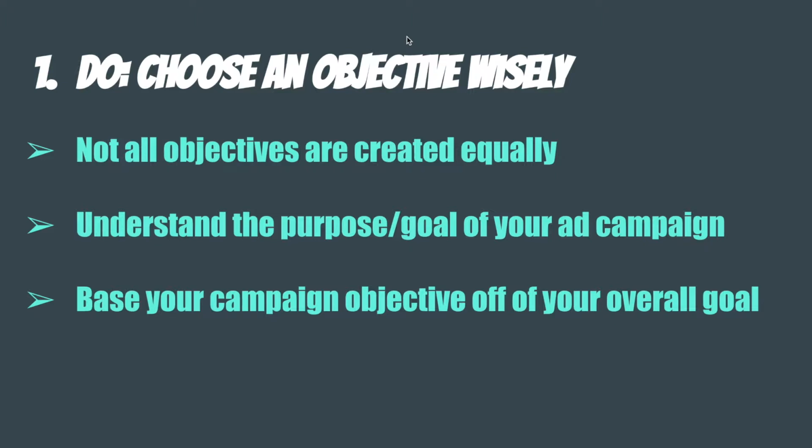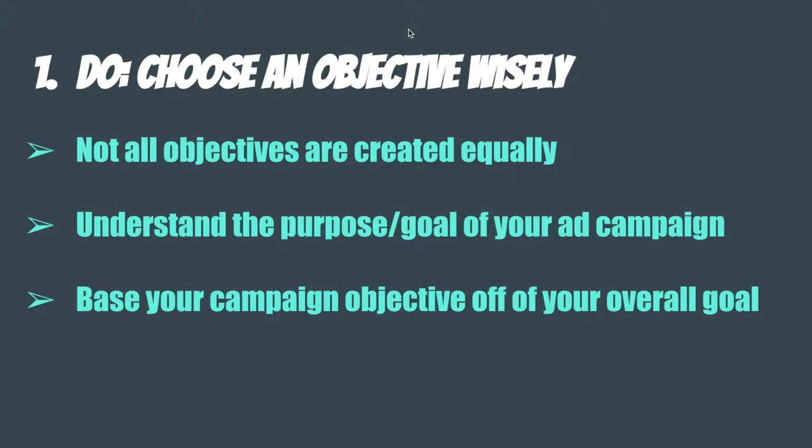So in order to understand which objective you are going to choose for your campaign, you have to understand the purpose or the goal of your overall campaign, right? So before you even go into creating an ad, you have to understand, okay, why are we running this ad? Are we trying to sell something? Are we trying to build a following? Are we trying to just gain some interest? Are we trying to build our brand and have more people recognize us and know who we are? So you have to understand that before you even think about creating an ad or a campaign.